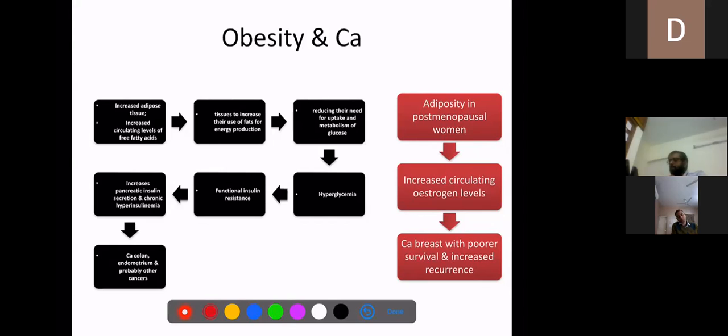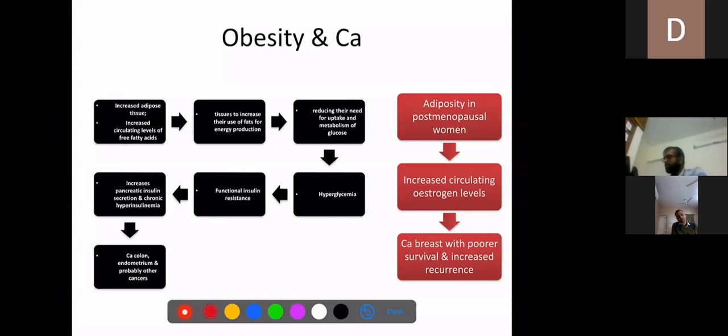So what happens? Because of the insulin resistance and hyperglycemia, there is an increased secretion of insulin from the pancreas, which leads to chronic hyperinsulinemia. Epidemiological studies and certain metabolic pathways studied in cancer indicate that insulin and insulin-like growth factors are very much notorious. If they are present in a chronic high form, they may lead to certain types of cancers like CA colon, CA endometrium, and some other cancers like CA breast also, right?